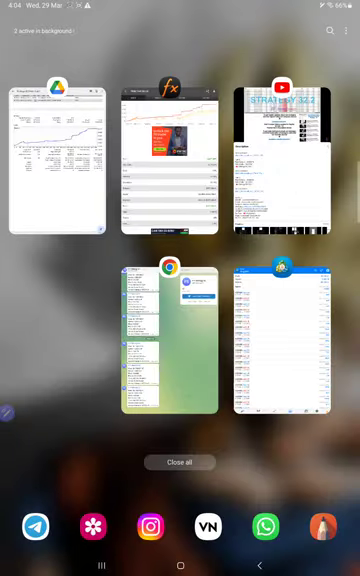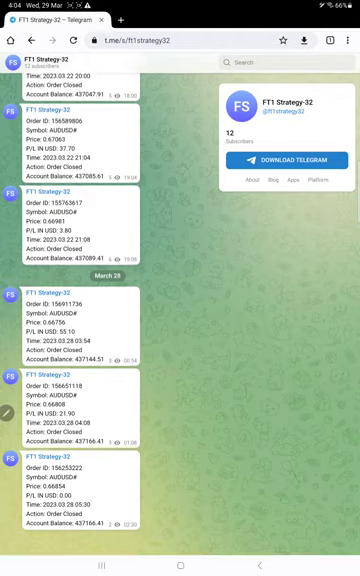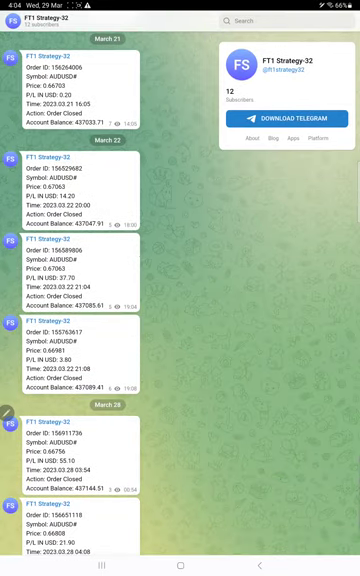And this is the Telegram channel of this strategy. What happens here is all the trades, all the entries and exits, are recorded in this Telegram channel. This is the channel link, at the rate FT1 strategy 32. If you are interested in this strategy, you can follow this channel to monitor the trades closely, how it's performing, and all the things you will come to know.